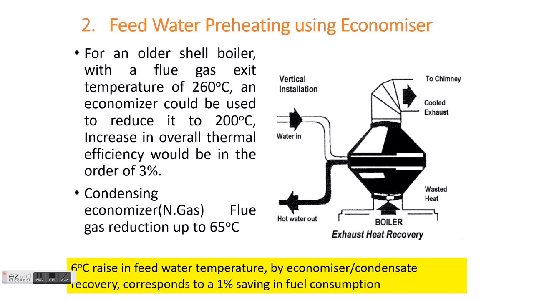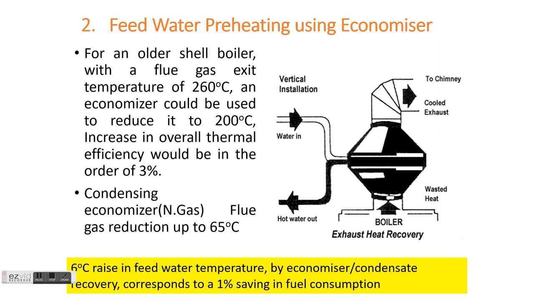2. Feed water preheating using economizer. Typically, the flue gases leaving a modern 3-pass shell boiler are at temperatures of 200 to 300 degrees. Thus, there is a potential to recover heat from these gases. The flue gas exit temperature from a boiler is usually maintained at a minimum of 200 degrees, so that the sulfur oxides in the flue gas do not condense and cause corrosion on heat transfer surfaces.